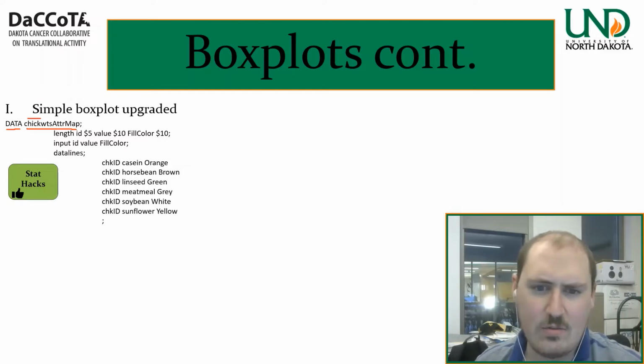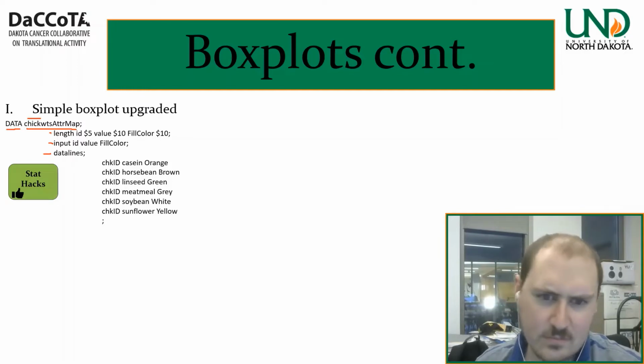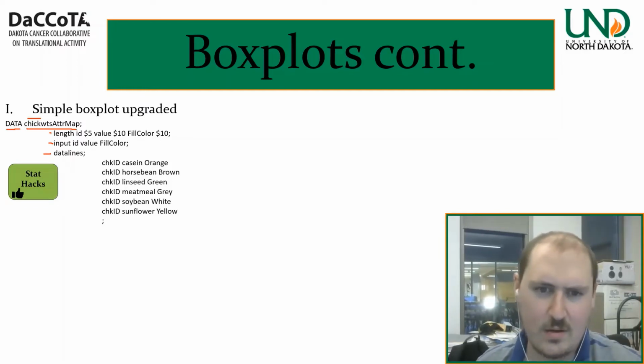And there's three things it needs. It needs length, input, and then datalines. So the length just really needs the size of things. I'm not going to go into too much about this. Mostly you can look more at syntax and information, I have references up on this. So you need to tell the length of all your variables, and then your input is the different variables. So here we have ID, value, and fill color, and then our datalines.